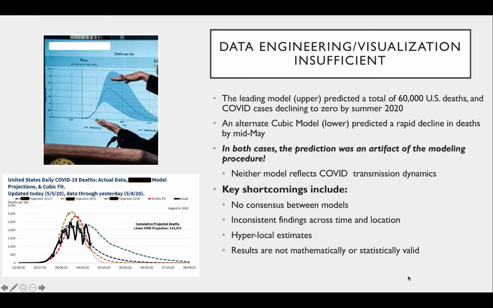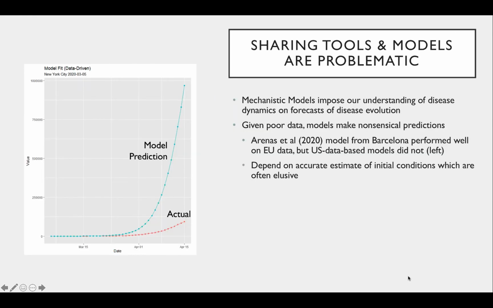So what can we do? If we turn our attention to mechanistic models, these are ones that impose your understanding of the disease dynamics onto the forecast of the spread of the disease. But what we found is when you have poor data quality, it leads to nonsensical predictions. So we took a model that was performing very, very well. It was proposed by Arenas and colleagues. And it was performing very, very well in Spain and in Italy.